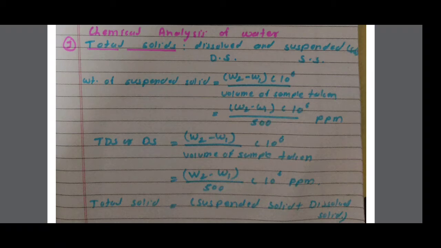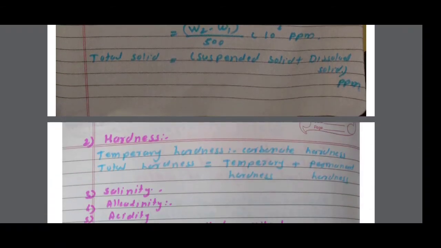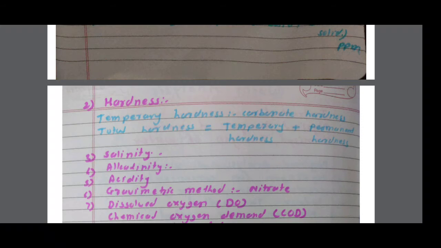After total solid, the second chemical analysis of water is hardness. Water which does not give good lather with soap is called hard water. That is the definition of hardness. Hard water is due to the presence of salts like bicarbonates, chlorides and sulfates of calcium and magnesium in it.